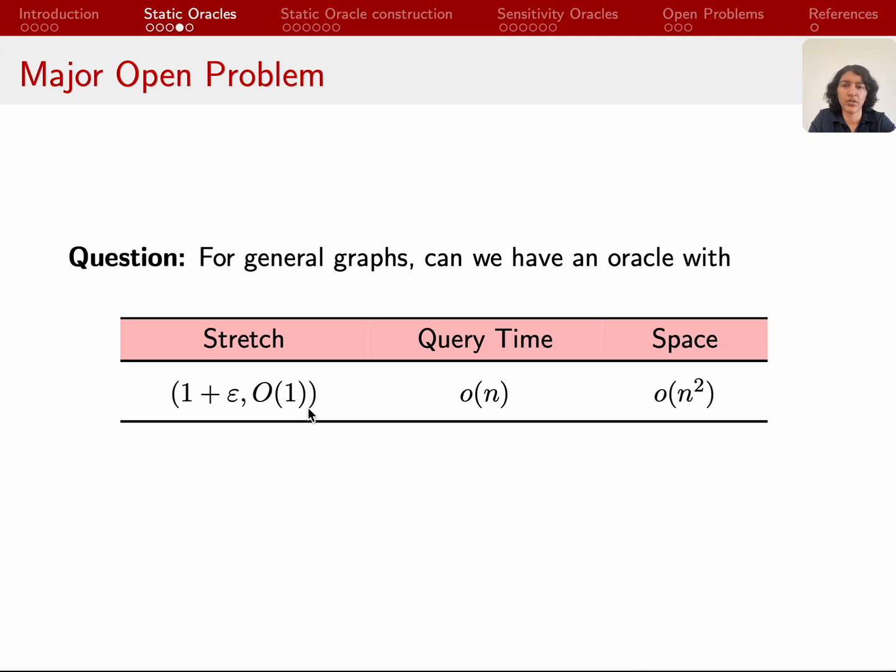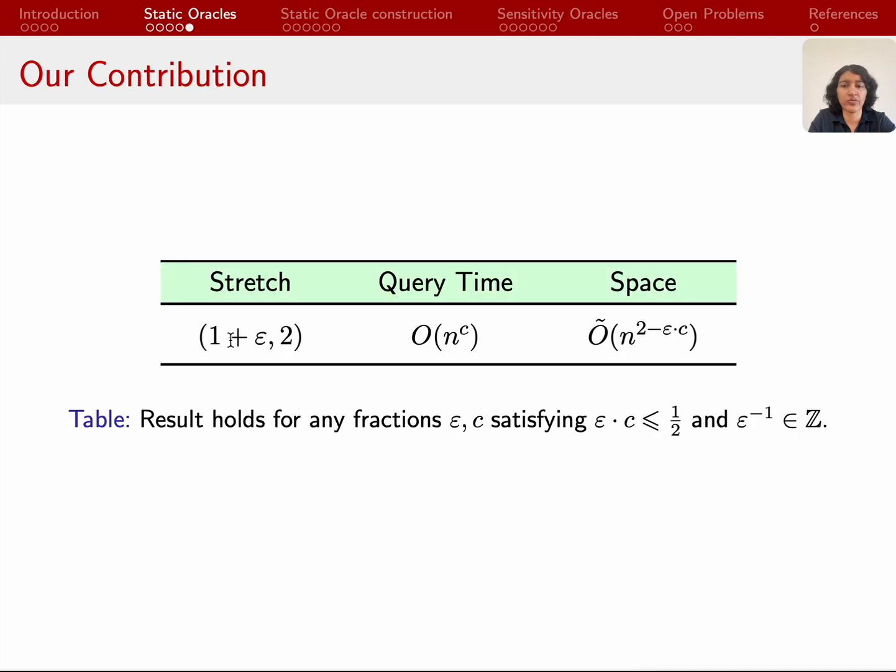has multiplicative stretch 1 plus epsilon, additive error 2, the query time is n to the power c, and the space is n to the power 2 minus epsilon c. The only constraints on epsilon and c are that their product should be bounded by half and epsilon inverse should be an integer. So here we can make query time arbitrarily small, stretch also arbitrarily small. Of course, the sum total stretch, the multiplicative stretch and additive stretch, cannot go below 3, and the space of our oracle will be a function of the epsilon and c that we choose.